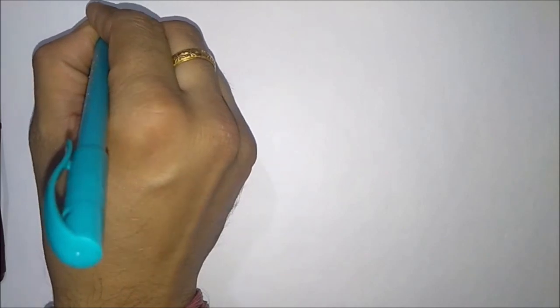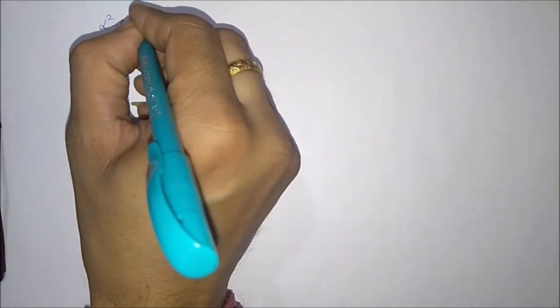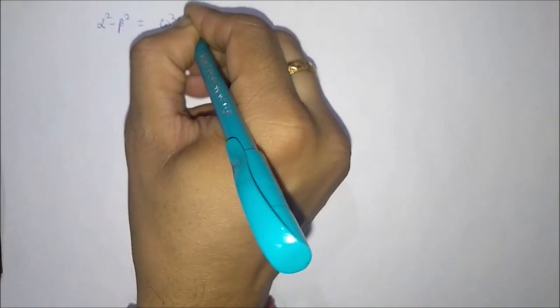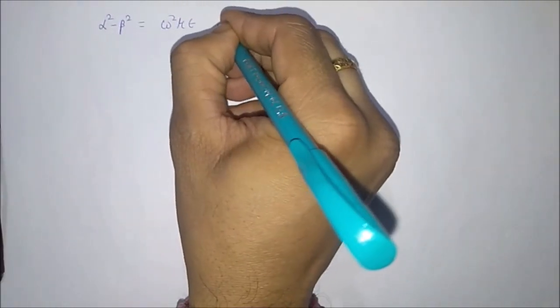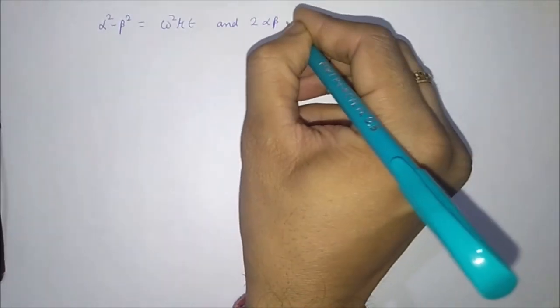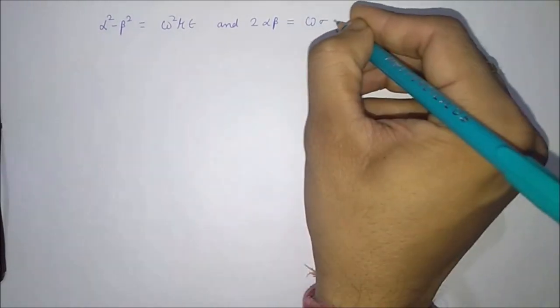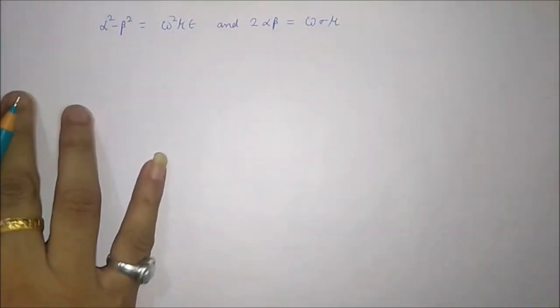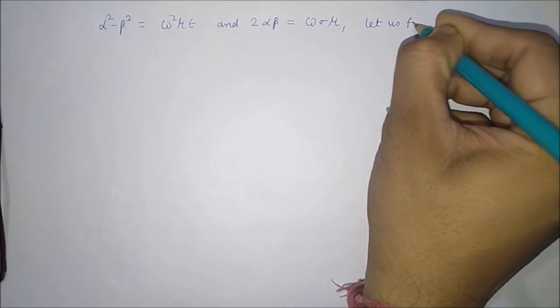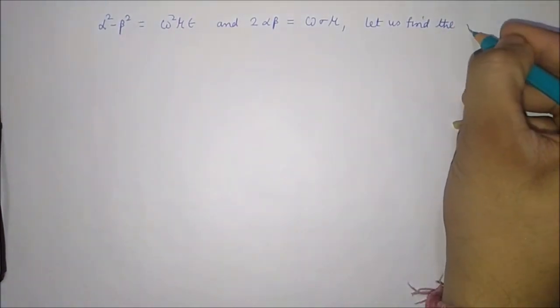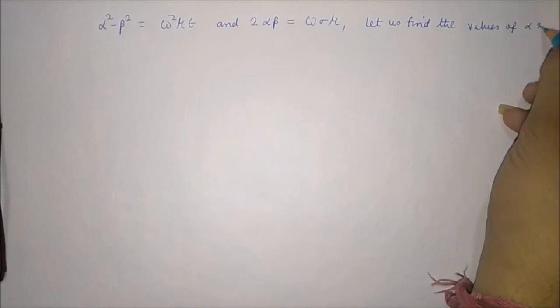Now comparing equation number 5 and 6, we get alpha square minus beta square is equal to omega square mu epsilon, and 2 alpha beta is equal to omega sigma mu. Now let us find the values of alpha and beta.